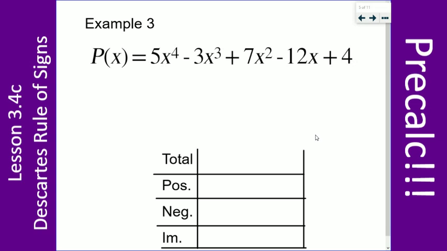Okay? So again, we want to write the function so its exponents are in decreasing order: 4, 3, 2, 1, 0. Good. We have it in decreasing order. Then we want to make sure that the last term in the function is a number. It is. It's 4. Great. Then we want to count the number of sign changes in f of x.